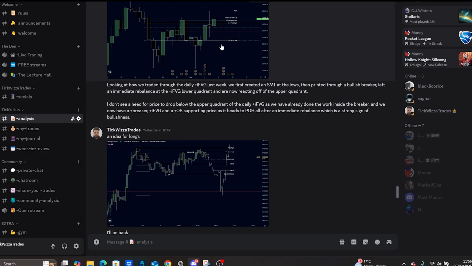of bullishness. ICT says if you see an immediate rebalance and you're bullish, or if it's in the direction that you favor, you don't take partials. Essentially what that means is you should expect low resistance, fast spooling towards your targets.